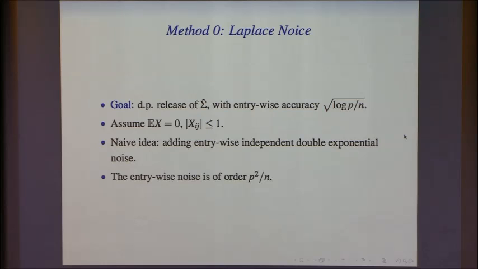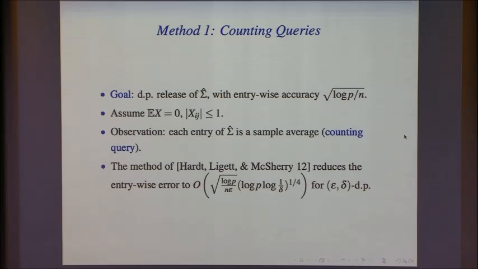Okay, the first step: Laplace noise doesn't work anymore, at least in the high dimension case. So the goal is I want to release the sample covariance with entry-wise accuracy square root of log p over n. And for simplicity, I assume the data is bounded with zero mean. If I do this entry-wise with the double exponential, then the noise should be of order p squared over n because I have p squared entries. If I change one row of the data, I change every entry at the same time. So this is a very naive idea, and we know it's not going to be the best one.